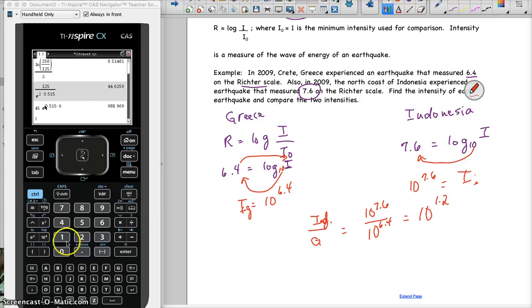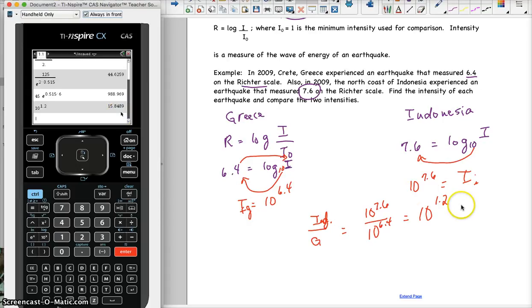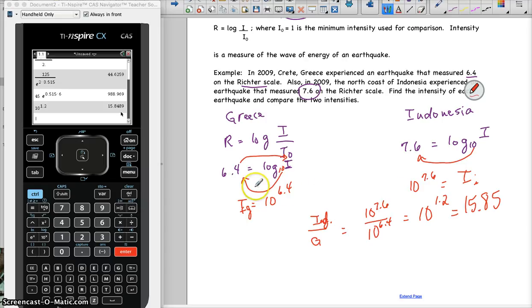All right, well, let's see what 10 raised to the 1.2 power is equivalent to. And that's approximately 15.85. Okay, so we found the intensity of each earthquake, and then when we compare those, we could say that the Richter scale had an increase of 1.2 units, and the earthquake in Indonesia was almost 16 times greater than the earthquake in Greece.